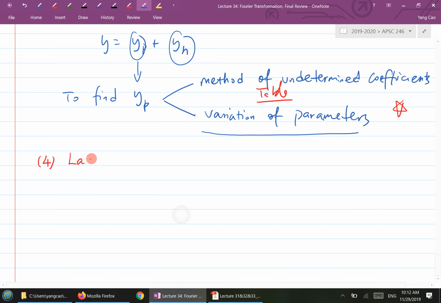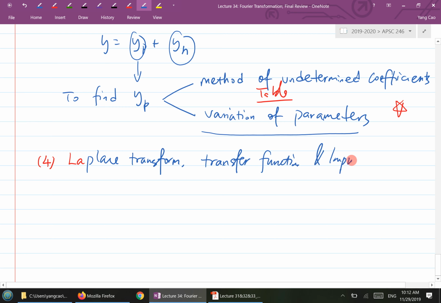The next large topic is Laplace transform, transfer function, and impulse response.